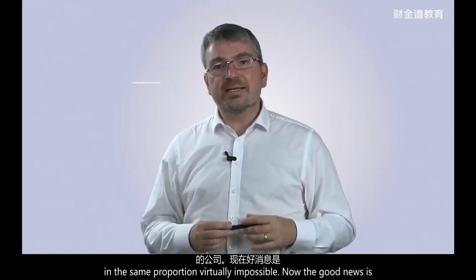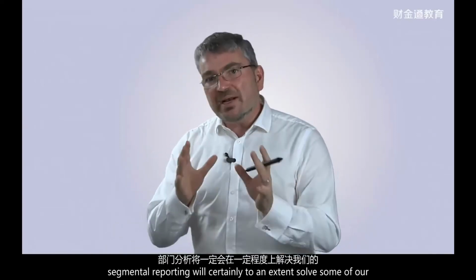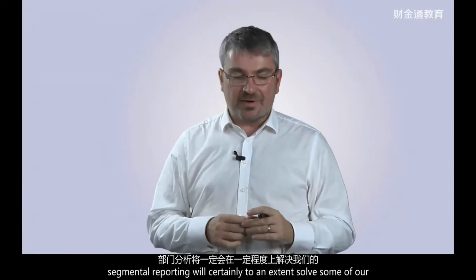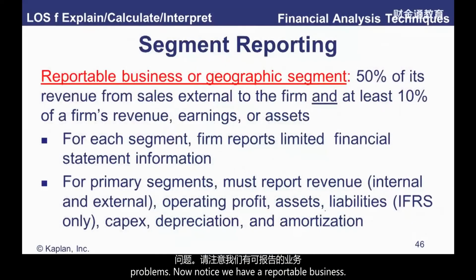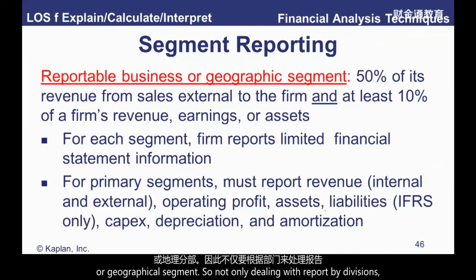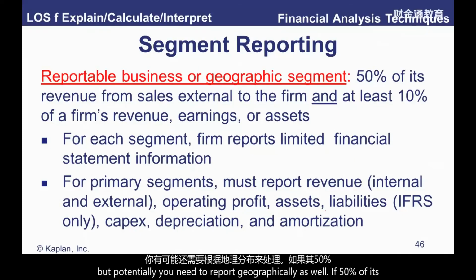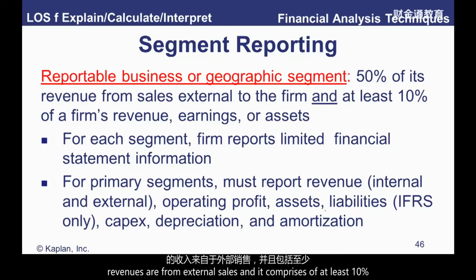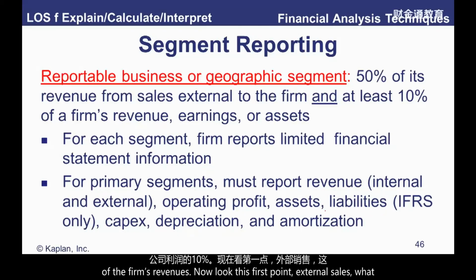Now, the good news is segmental reporting will certainly, to an extent, solve some of our problems. Now notice, we have a reportable business or geographical segment. So not only do you need to report by divisions, but potentially you need to report geographically as well. If 50% of its revenues are from external sales, and it comprises at least 10% of the firm's revenues.